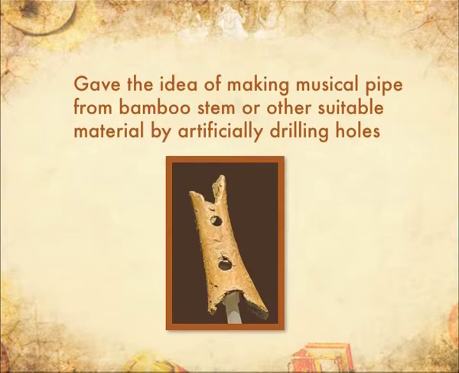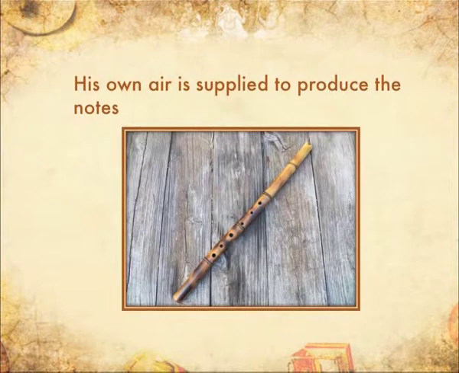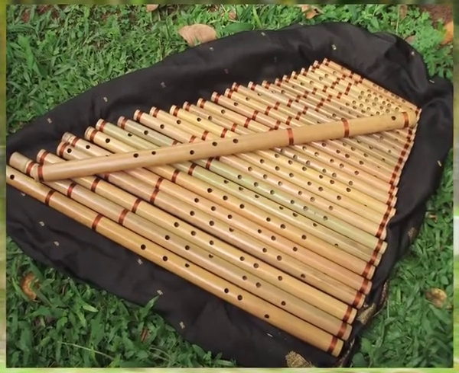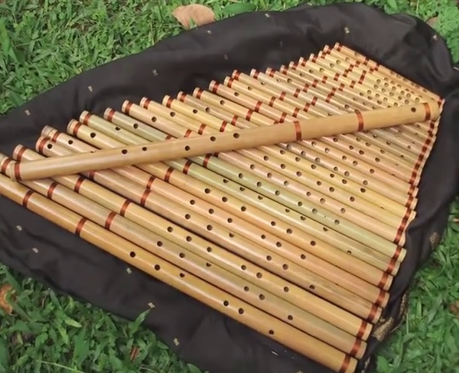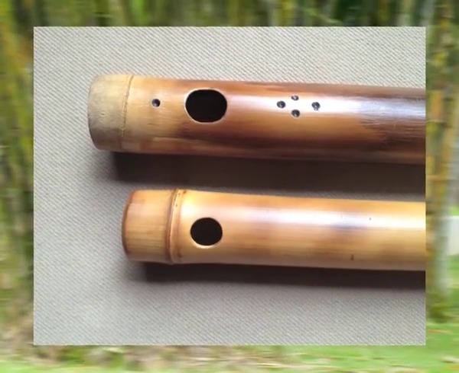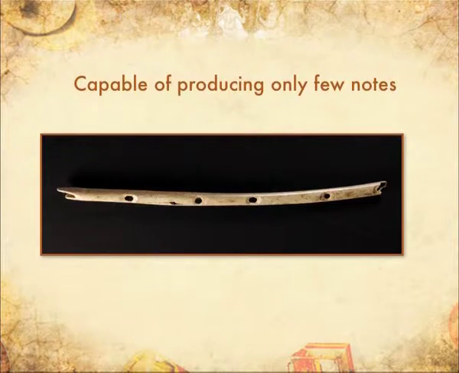This gave him the idea of preparing a musical pipe by artificially drilling holes on the sides of bamboo stems or other suitable material and supplying his own air to produce the notes. Thus, the earliest musical pipes were made of wood, bamboo or reed, and had a mouth hole with or without a few finger holes. These were capable of producing only a few notes.